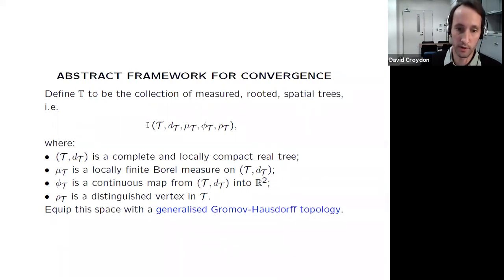This is going to be a quintuplet of things, which I'm going to call measured rooted spatial trees. The basic objects here are first of all the metric part. T here is just going to be the vertices of the uniform spanning tree, so this is just going to be Z2 in the 2D case. And this DT is just going to be the intrinsic metric on that space, so just the usual graph distance.